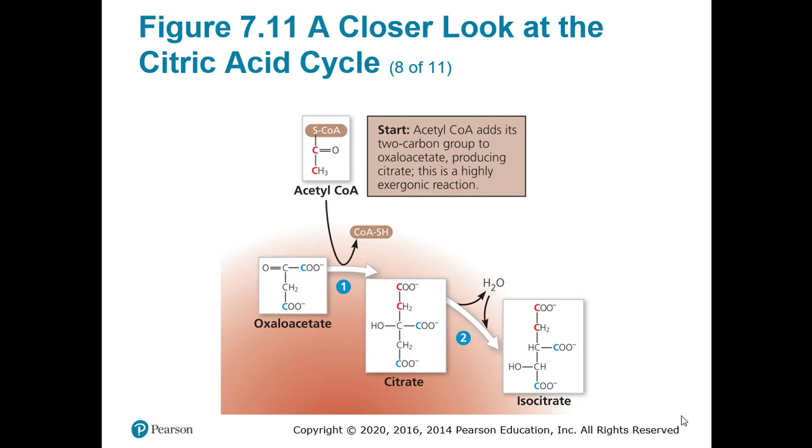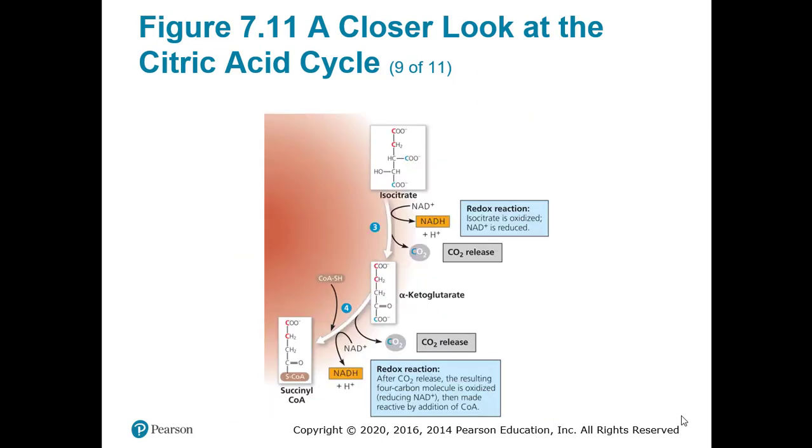So acetyl-CoA, oxaloacetate, citrate. Okay. Now, during this process, isocitrate is oxidized. The NAD+ is reduced. You get 1 carbon dioxide released. Okay, so now you've gone from a 6-carbon to a 5-carbon, which is something called alpha ketoglutarate.